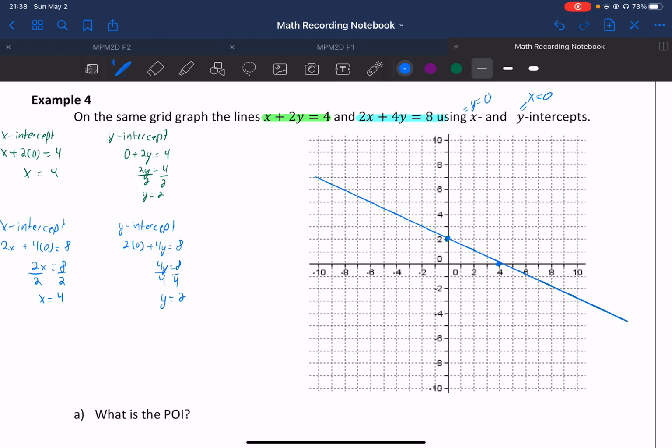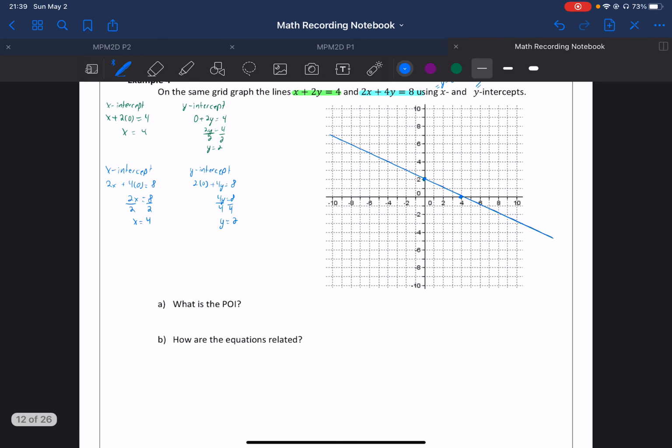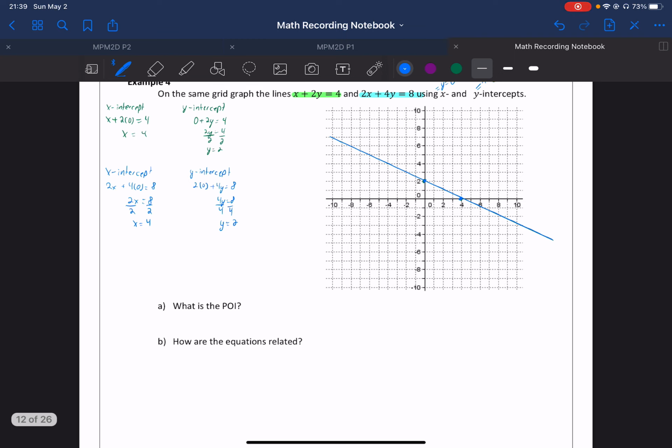What's going on? Do we have one POI or do we have an infinite number? Well, I would say we're going to have an infinite number of POIs. And the reason why is the equations represent the same line. Now I'm going to go up to show you what happened here.